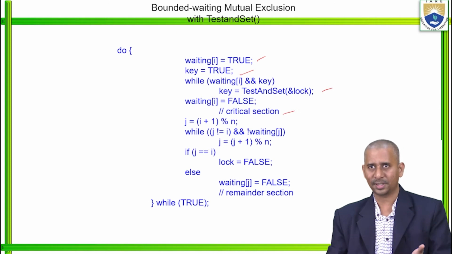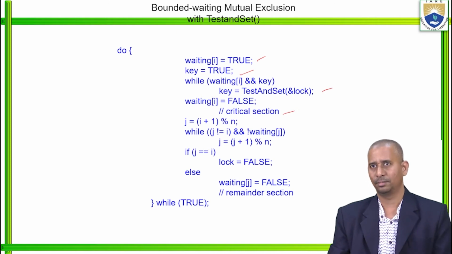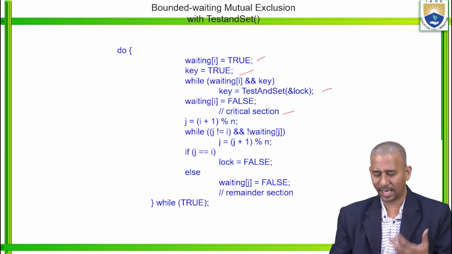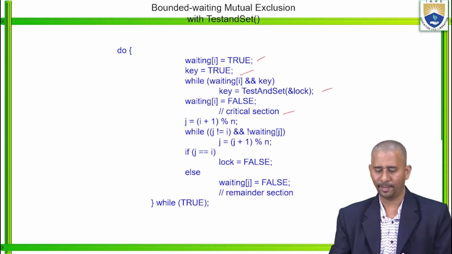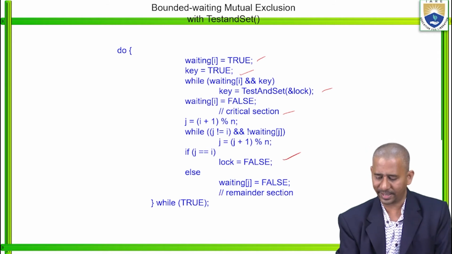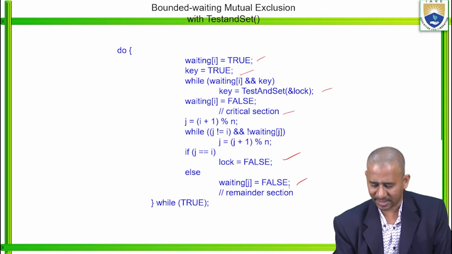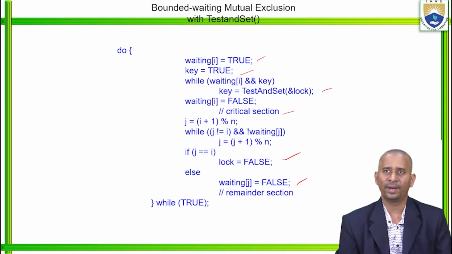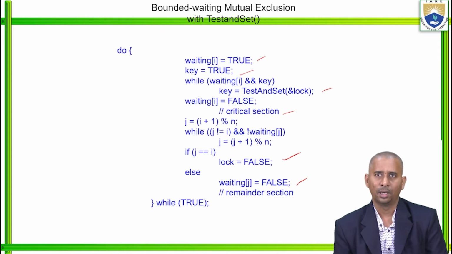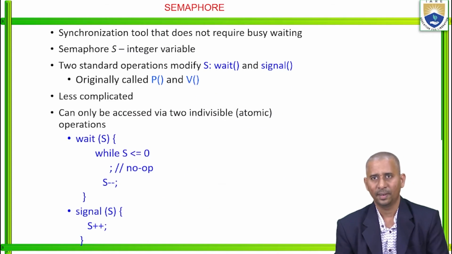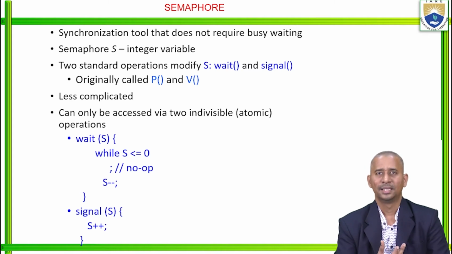Then for the next process, j equals i plus 1 modulo n, while j is not equal to i and waiting of j is false. If j equals i, then lock is false; or else waiting of that new process j equals false, and then the remainder section. So this is bounded waiting mutual exclusion with the test and set condition. Then coming to semaphores.